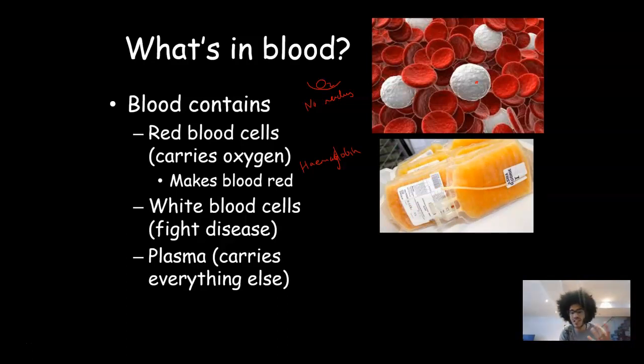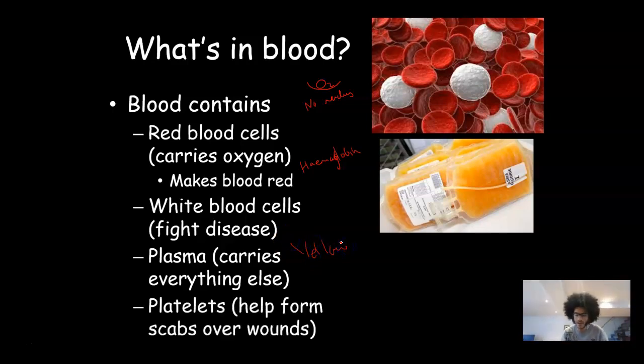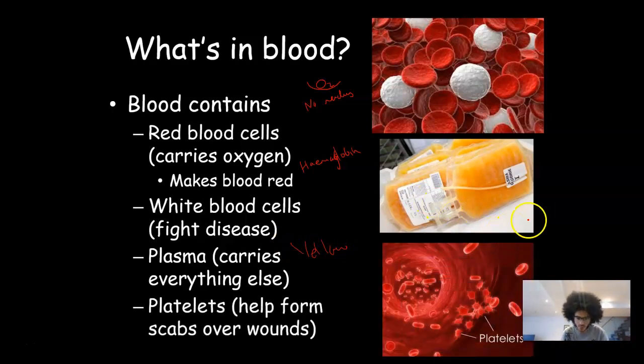what you'd be left with is a yellow liquid, which looks a little bit like this. So this is what blood looks like, or the plasma, if you take all the stuff out of it, just this yellow liquid, so just yellow. And then finally, platelets. Now, platelets are these very small, almost like fragments of cells, and their job is to help form clots or scabs over wounds in case you get cut and blood starts escaping. So those are the contents of blood.